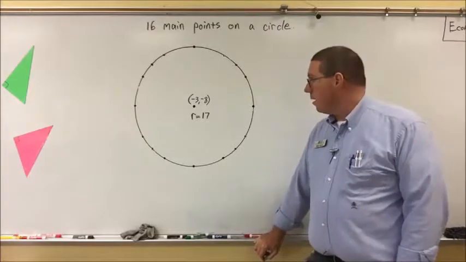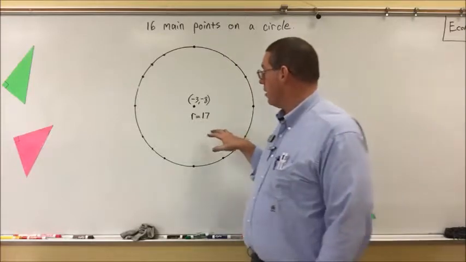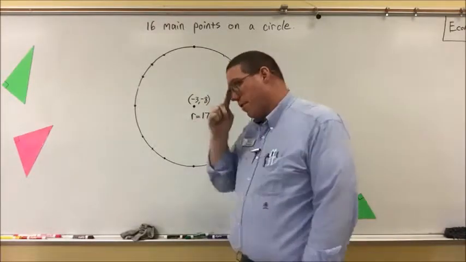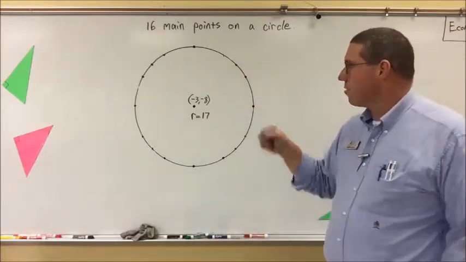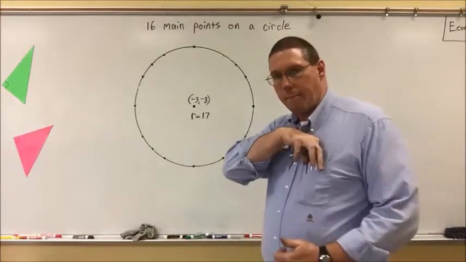All right, folks, in this video I've got a circle here with a center at -3 and -8. It has a radius of 17, and we're going to identify all 16 of the main points of this circle on the coordinate plane, okay?